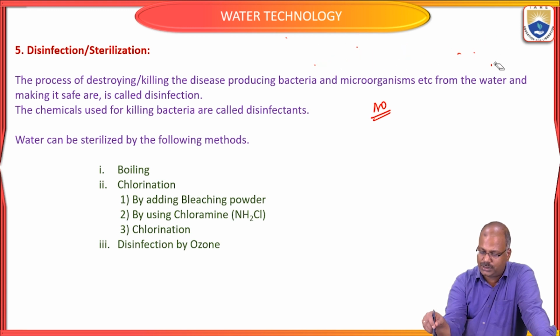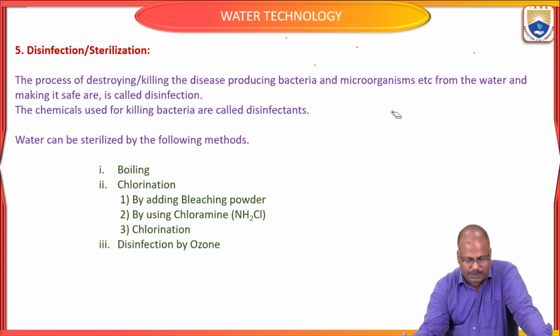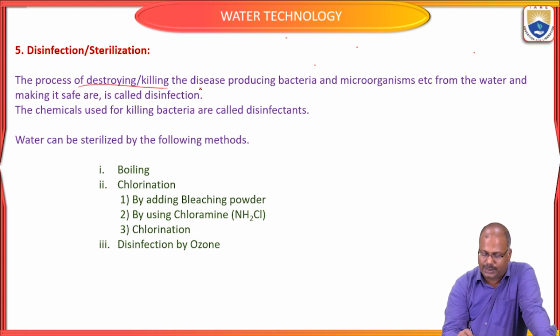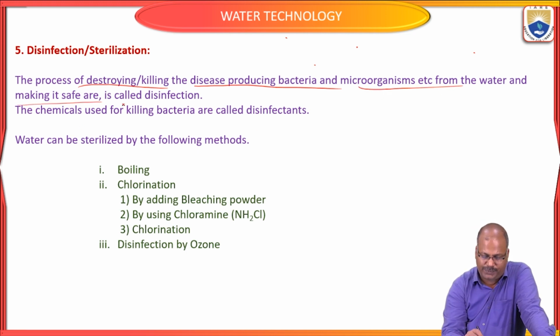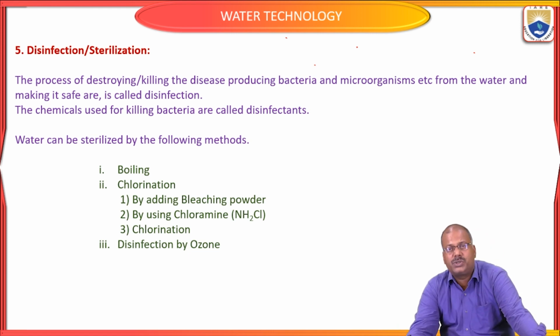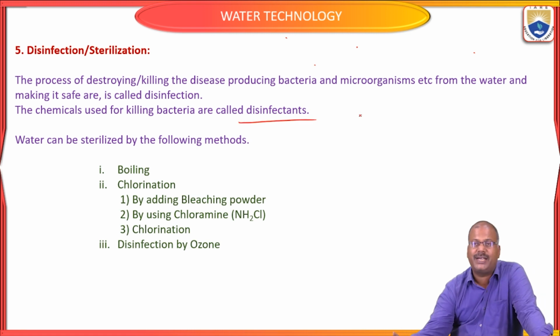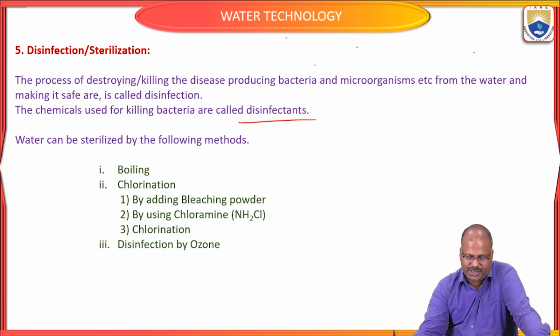How will you do this step? The process of destroying or killing the disease-producing bacteria and microorganisms in water, to make it safe, is called disinfection or sterilization. The chemicals added to the water, for example chlorine, are used to kill the bacteria. Chemicals used for killing bacteria are called disinfectants. For example, chlorine is a good disinfectant.